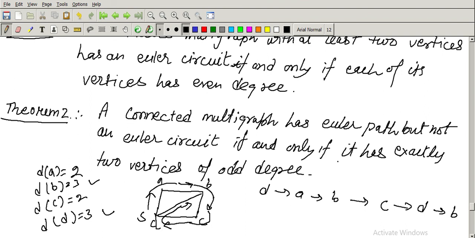Okay, so these are the two theorems on the concept of Euler paths and circuits.